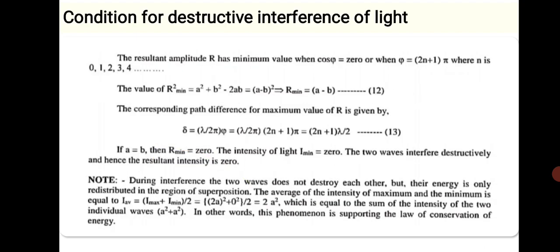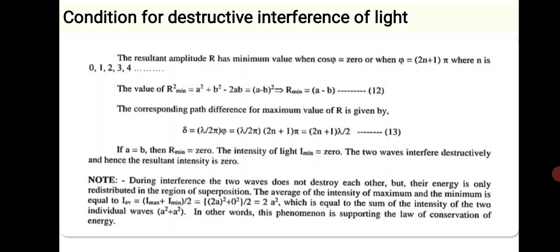Condition for destructive interference of light. The resultant amplitude R is a minimum when cos phi is equal to minus 1, or when phi is equal to (2n plus 1) into pi, where n is 0, 1, 2, 3, 4, etc. The value of R minimum square is equal to a square plus b square minus 2ab, which is equal to (a minus b) whole square, so R minimum is equal to a minus b. Call it equation number 12.